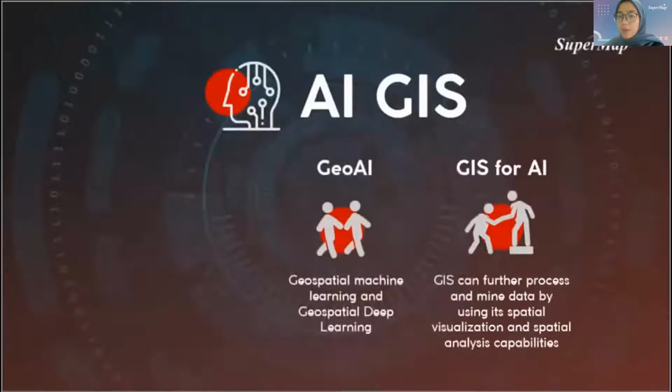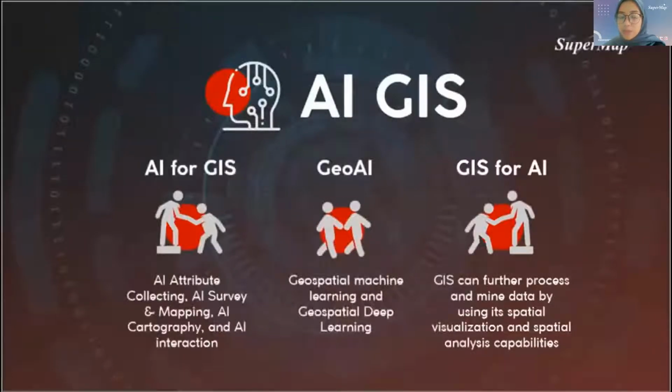So in SuperMap, we have three different concepts in the AI GIS theory. The first one we have GeoAI, second one we have GIS for AI, and last one we have AI for GIS. Now let's talk about the first one, which is the, sorry, GeoAI. So GeoAI is the spatial analysis and processing of integrated AI, and SuperMap provides a unified GeoAI process which connects all processing links in series.